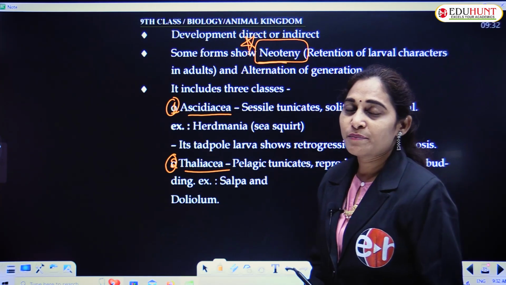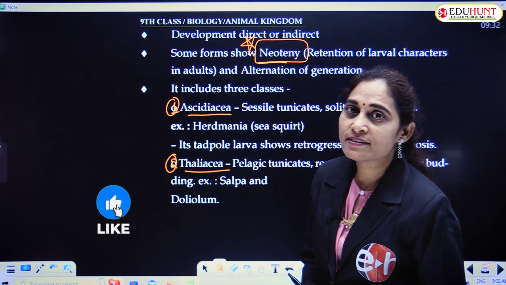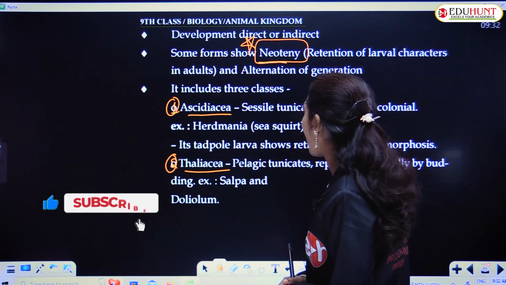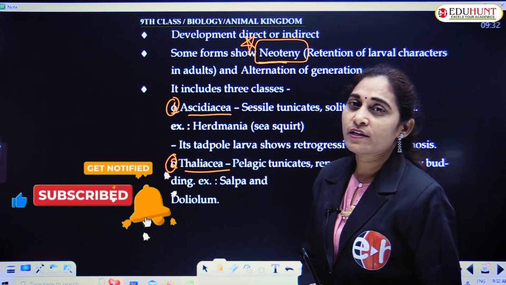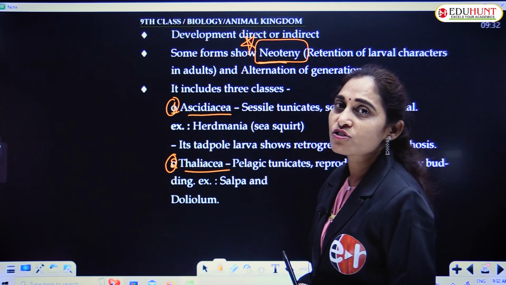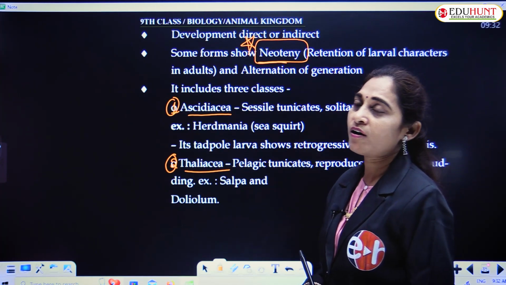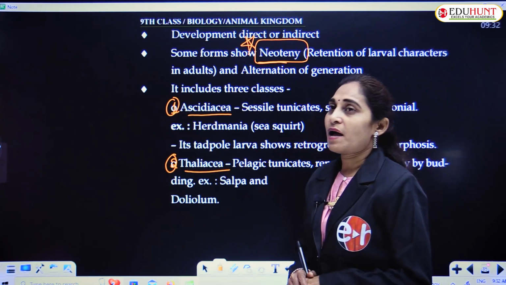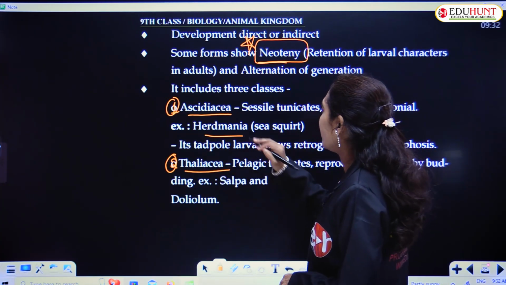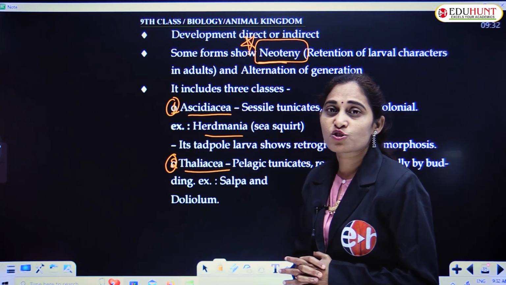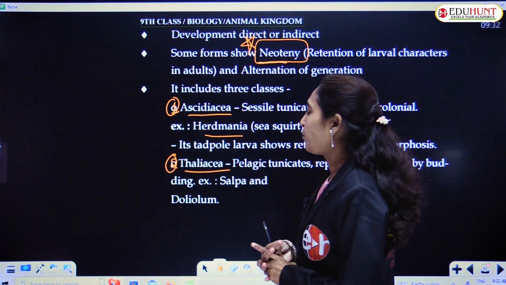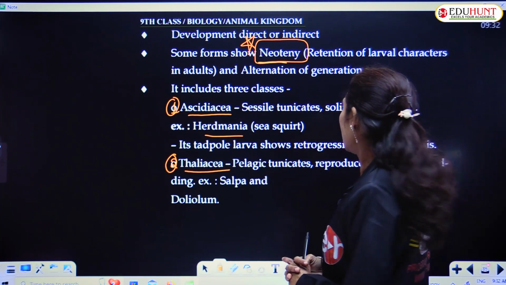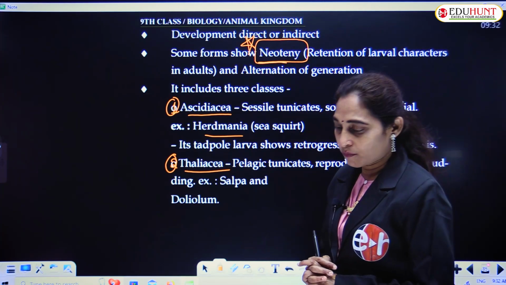Ascidiacea, the animals are called ascidians, and these are sessile tunicates. They may be colonial or solitary. They may be single or colonial. Example is Herdmania. It is called sea squirt. Its tadpole larva shows retrogressive metamorphosis.